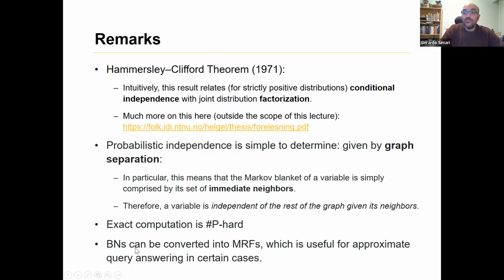And also, Bayesian networks can be converted into Markov random fields if you were so inclined, through certain transformation algorithms. And that's sometimes useful for approximate query answering in certain cases. I mentioned that Bayesian networks are good when the graph is simple, so there are not many intertwined edges. But if there are, then you can transform it into an MRF and go to town.